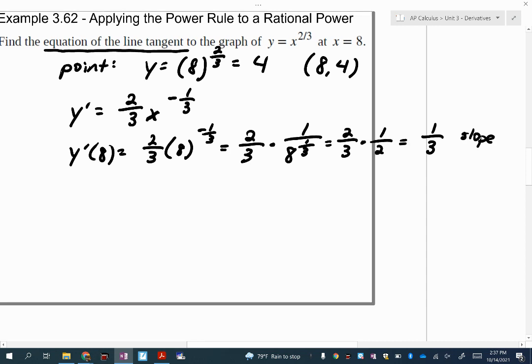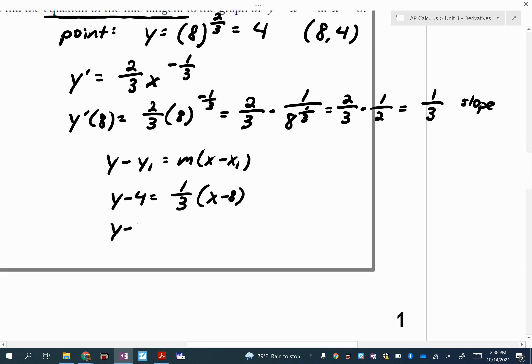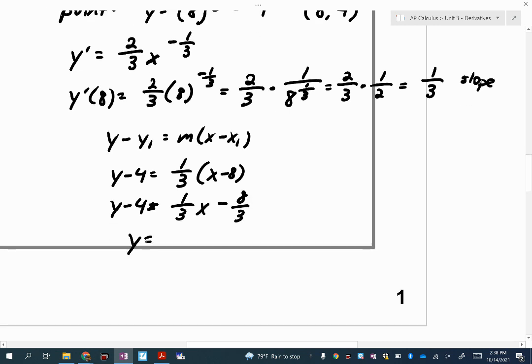I've got my point ready for point-slope form: y minus y sub 1 equals m times x minus x sub 1. So y minus 4 equals 1/3 times x minus 8. Distribute. You get 1/3 x minus 8/3. Move over the 4. If you add 4, that's going to be 12/3, since 12 divided by 3 is 4. So negative 8/3 plus 12/3 is plus 4/3. We did it.